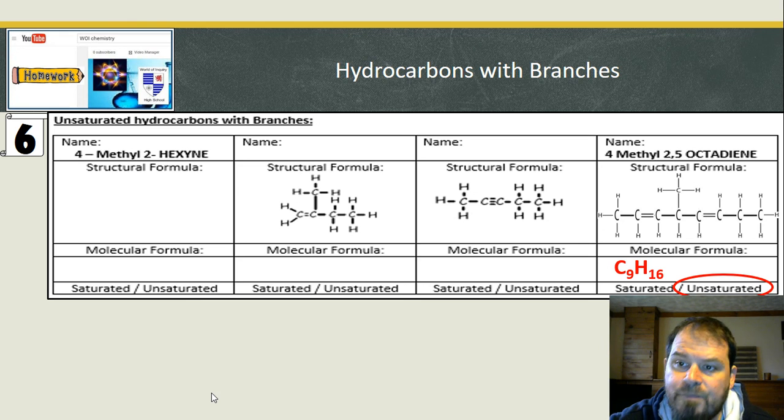Do notice, though, there are 2 double bonds. So when there's 2 double bonds, the generic formula for alkenes no longer works. That only works when there's 1 double bond. When there's 1 double bond, the generic formula works perfectly. When I start getting into 2 double bonds or 2 triple bonds, that formula goes out the window. And if by chance you make something silly and complex with like a triple bond and a double bond, well, then it's really not going to work.